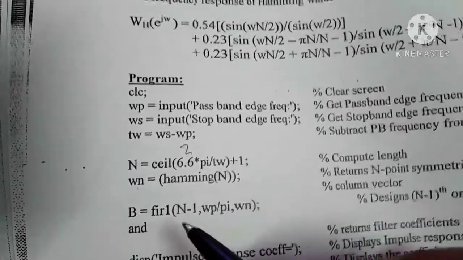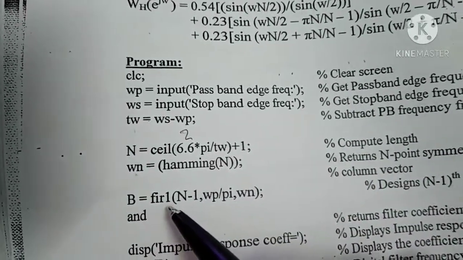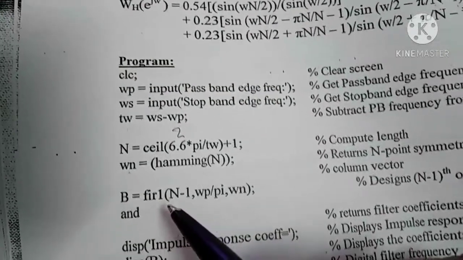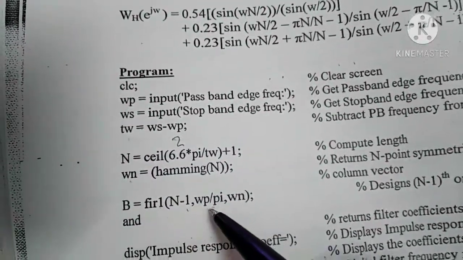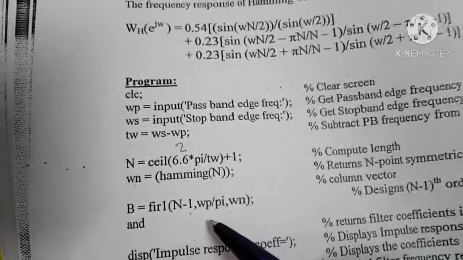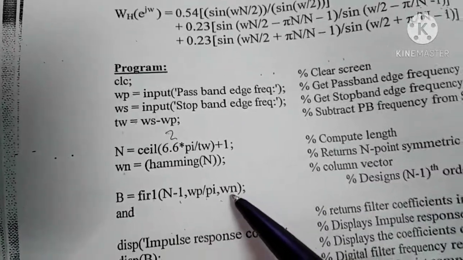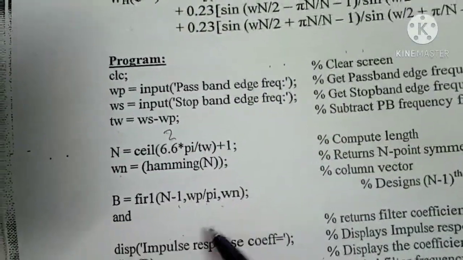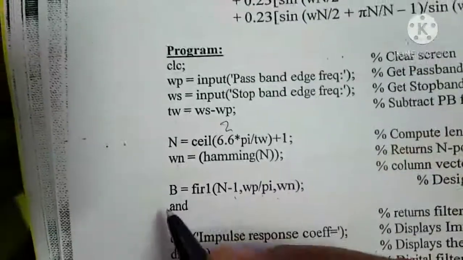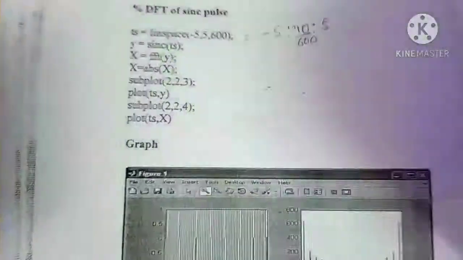There is a program for designing your H of z for the given values. Here FIR1 is an inbuilt function for an FIR filter. So in FIR1, I have given the order of the sequence, then omega p, that is the pass band frequency, divided by pi in order to normalize, and multiplied by omega n, which indicates our windowing. After multiplying this, we'll get some b values. The b values are the coefficients of our H of z. So after giving these values, we'll get the coefficients of H of z.